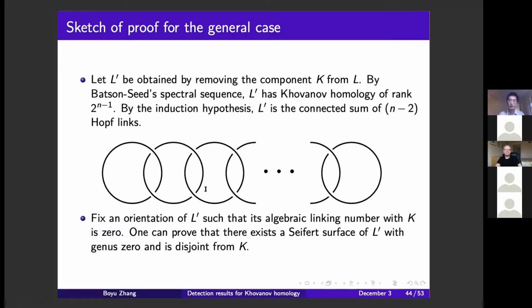L prime, and try to minimize the value of 2g plus n, then by a similar argument as we did before, we can show that in this case, we must have 2g plus n equals 0. So that implies that this link L prime must bound a Seifert surface after we orient it correctly. It must have a Seifert surface with genus 0 and is disjoint from K.